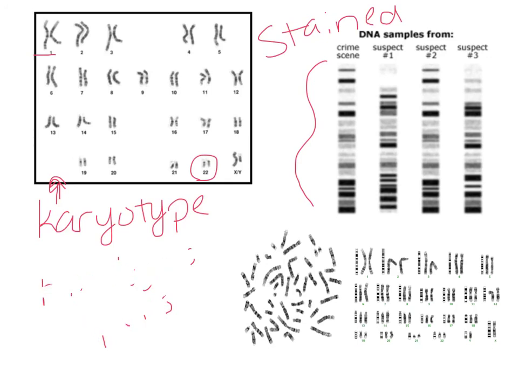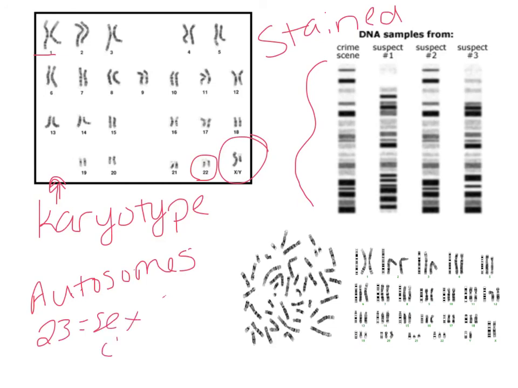So they're arranged largest to smallest, and 1 through 22 are our autosomes. Autosomes are coding for everything in your body essentially but gender. So 1 through 22, they're stained, we match them up into homologous pairs, and then we line them up tallest to shortest. And then the last pair, pair 23, those are the sex chromosomes.